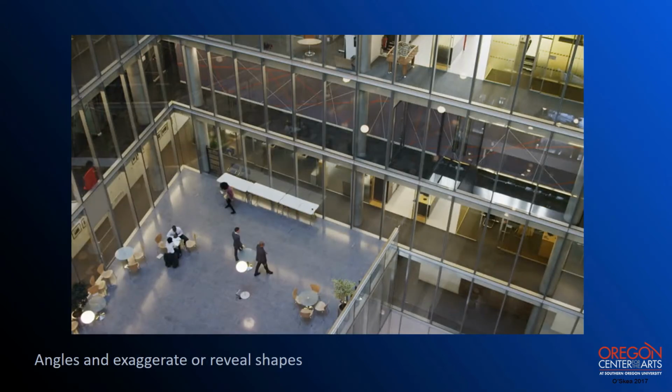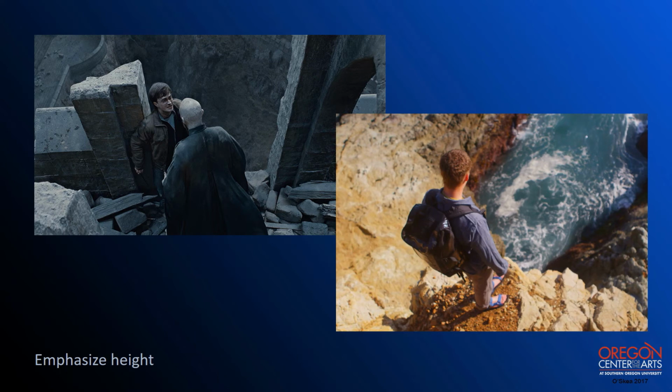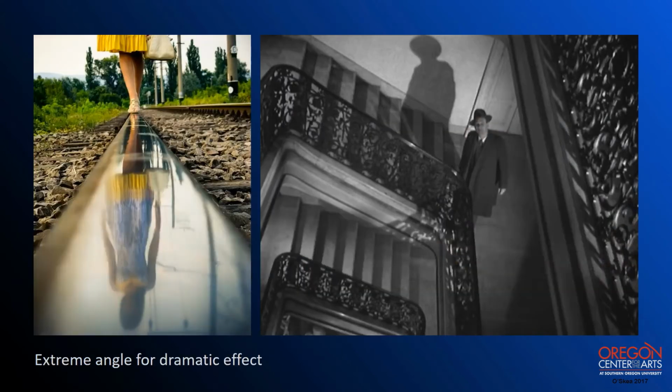Angles can exaggerate or reveal shapes. If the photographer was down there on the balcony level with those people with the tables and such, it'd be a very different composition. We wouldn't be getting all these interesting triangles and diamond shapes. So only from this high angle perspective can we really see a lot of these shapes. And of course, a high angle can emphasize the height. We can look down below the subject at how high they are to exaggerate that effect.